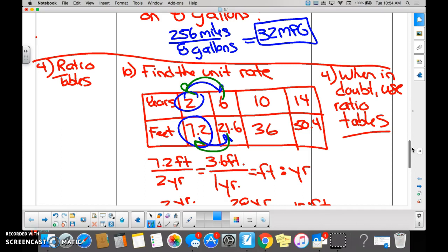Now realize though, to go from 2 to 6, what are we adding? 4. From 7.2 to 21.6, what are we adding? 14. Okay, so that's not necessarily what you can go by. You can't say, well, if I'm going to add 4 years to 2, I'm going to add 4 to 7.2. That doesn't work, does it? So proportions are only dealing with multiplication and division.